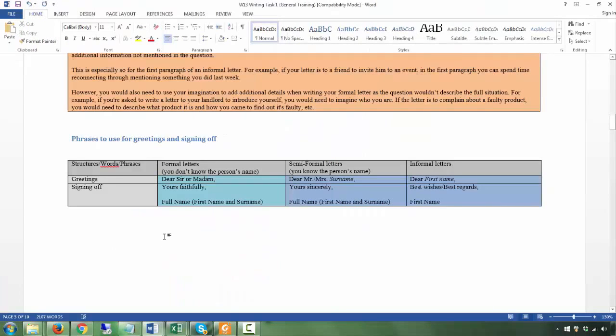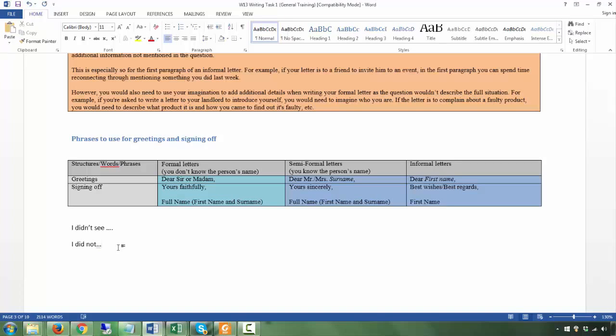All right, another difference is the use of contractions. In informal letters, you can use contractions. For example, you can say, I didn't see whatever, okay? These are contractions, with an apostrophe here. Whereas for formal and semi-formal letters, you should not use contractions. You should write, I did not, okay? This is the same for writing task 2. You do not want to use contractions, okay? Never use that in writing task 2, right?